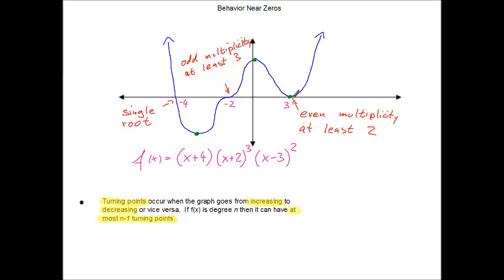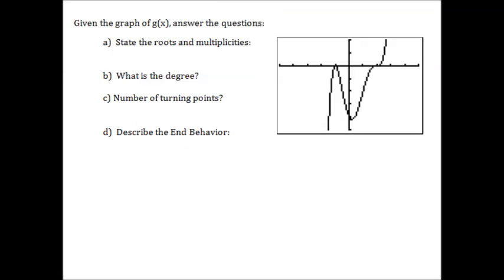Okay, then let's use this newly acquired knowledge and apply it to an example. Given the graph of g of x, answer the questions. Our first question is, state the roots and the multiplicities. So where are our roots? We have one root right here at -1, and we have another one over here at +2. So our roots are at -1, and looking at it where the curve bounces off the x-axis and goes back down, that means we have an even multiplicity.